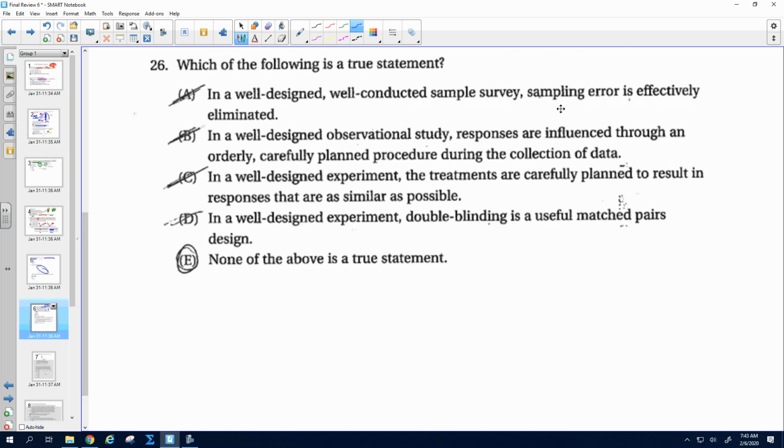So you guys, we never can eliminate sampling error. They just vary from sample to sample. For this one, we don't influence responses. Same thing here. Treatments are carefully planned to result in responses that are similar. No, we aren't trying to influence the responses. And then double blinding is a useful matched pairs design. That's not a true statement. Matched pairs is actually a type of blocking design, but those don't go together. So the answer is E.